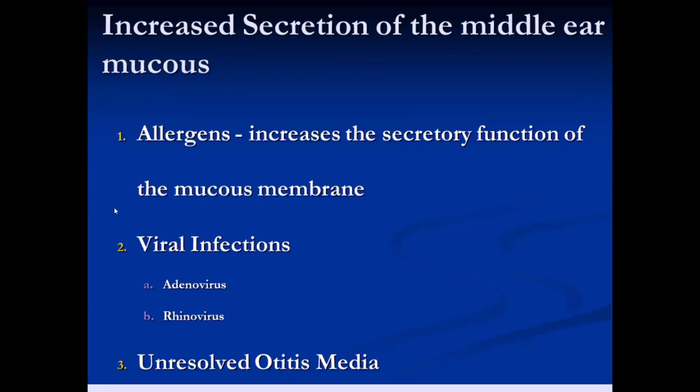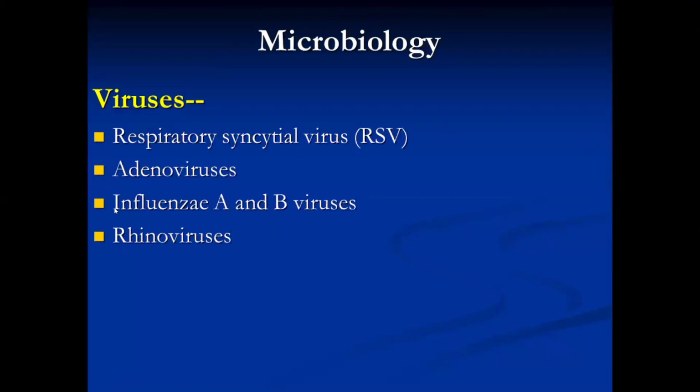Increased secretions, one of the slides I projected earlier mentioned that you can have increased secretions, not because of negative pressure, but because of allergens, adenoviruses, as well as unresolved disease. If you have an otitis media with effusion that is unresolved, then it's conceivable that you may go on to get an acute otitis media. The material becomes infected.